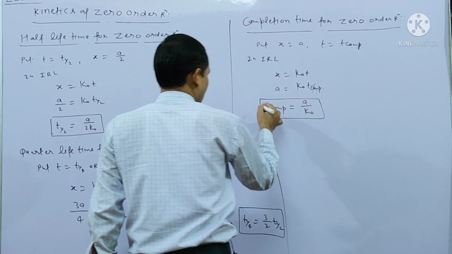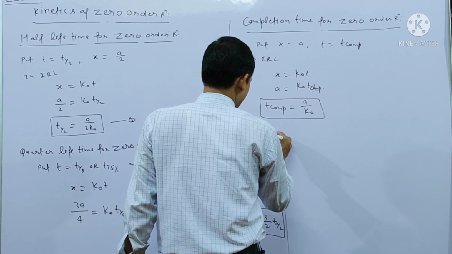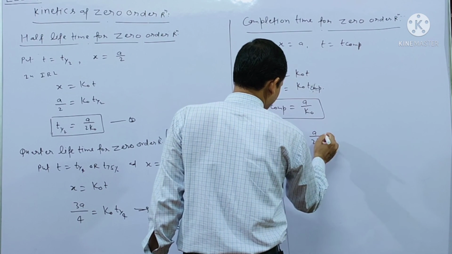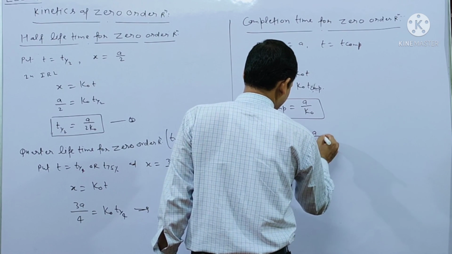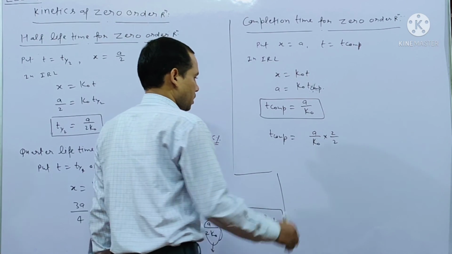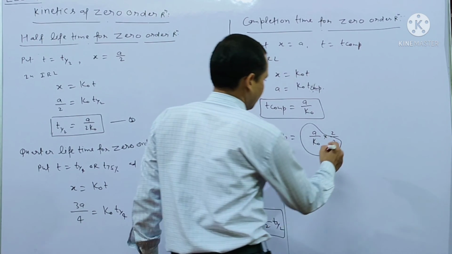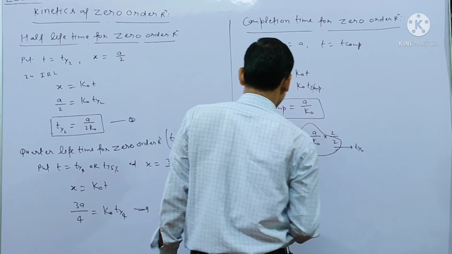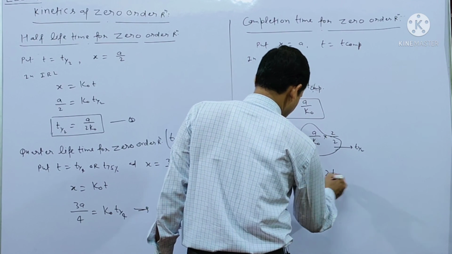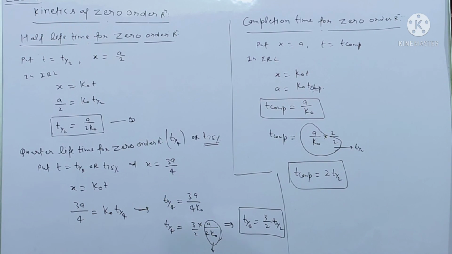We can also express this in another way. T completion equal to A upon 2K naught, if we multiply numerator and denominator by 2. Then this term becomes A upon 2K naught, which is equal to T half. So T completion equal to 2 into T half. So this is about the zero order reaction.